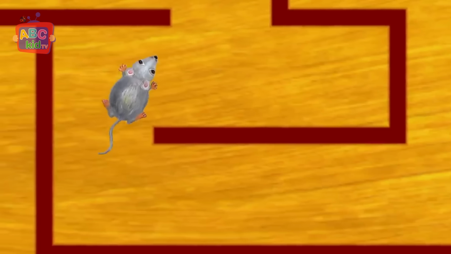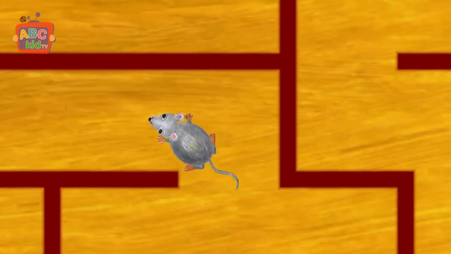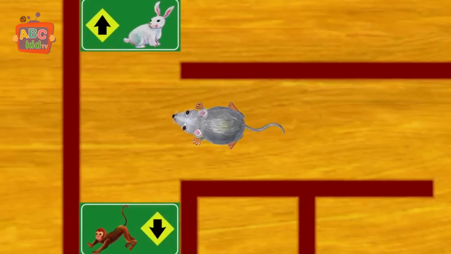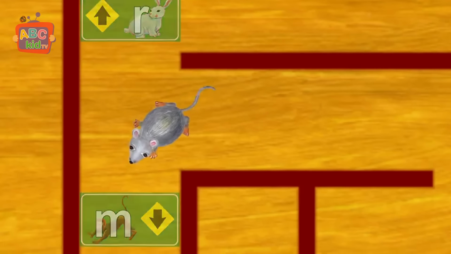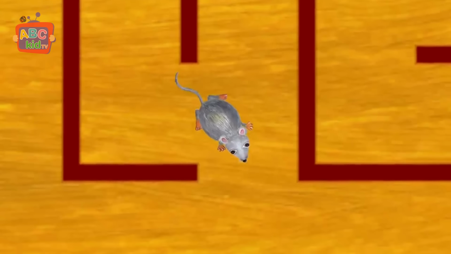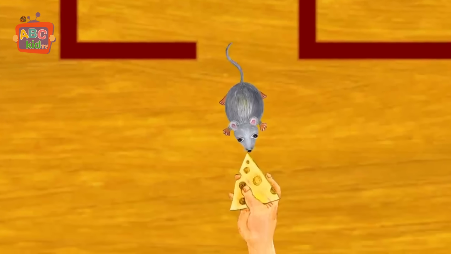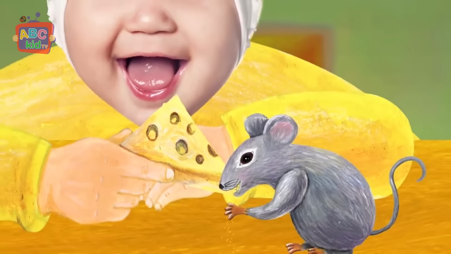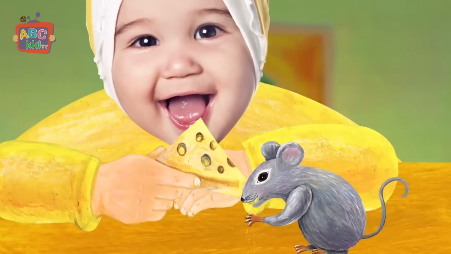We're getting closer. We're almost there, Mr. Mouse. Which sign should we follow? The rabbit or the monkey? Yes, monkey starts with M. Go, Mr. Mouse, you're almost there. We made it. Now, who's holding the cheese? That's me. I'm holding the cheese.